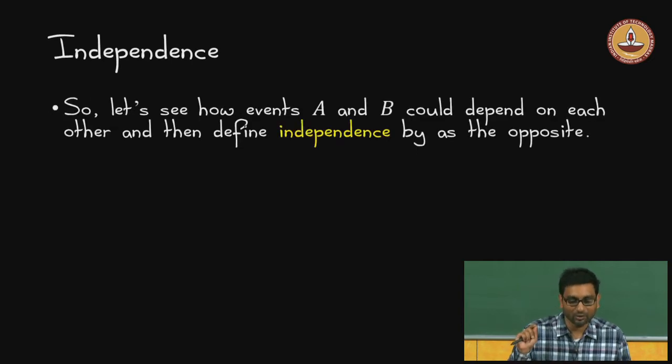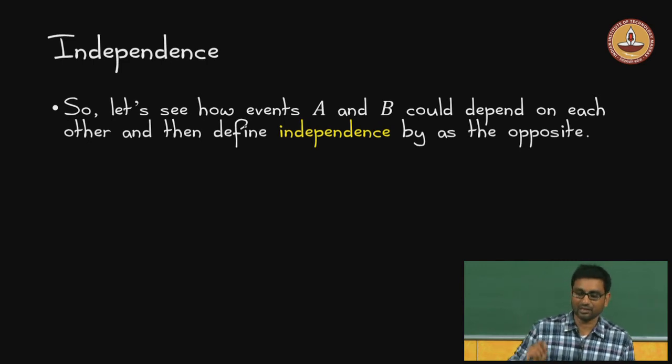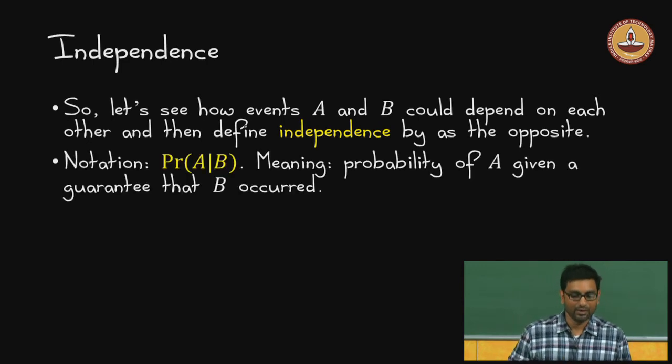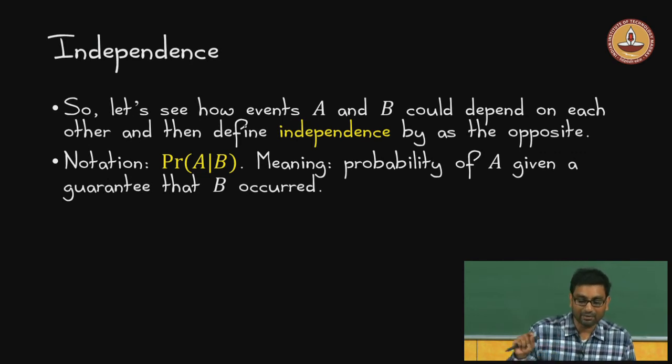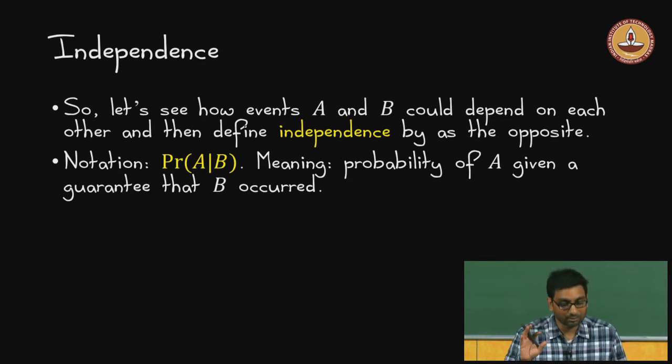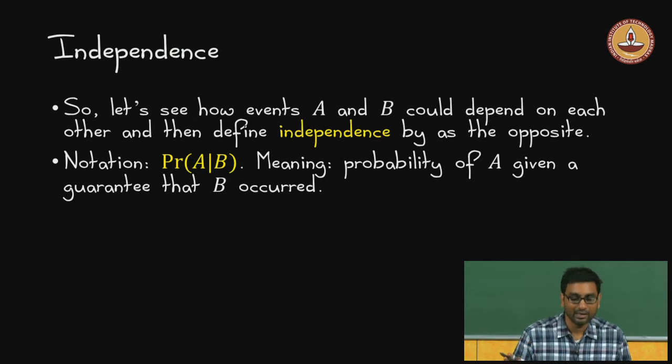We are going to take two events A and B, and we are going to see how they can depend on each other and define independence as the opposite. For that, we will need a notation, probability of A given B. So, what does this mean? It is the probability of an outcome or an event A given a guarantee that outcome B occurred, given that event B occurred.